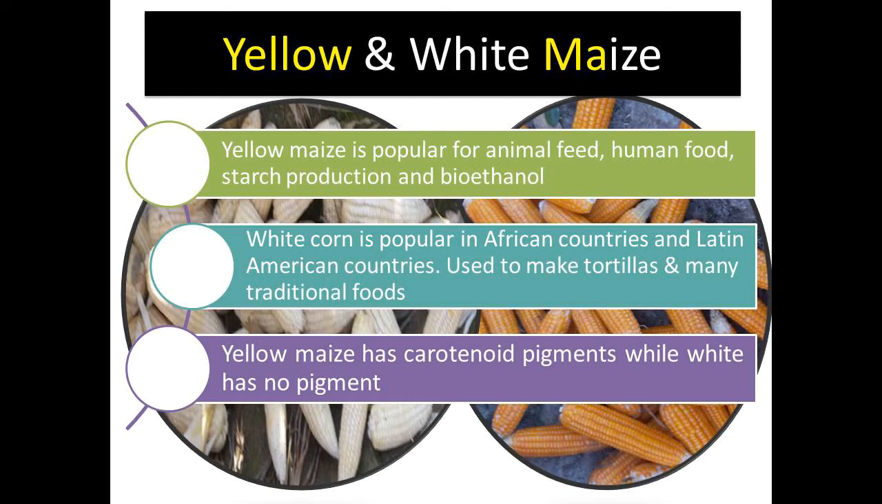Yellow maize has carotenoid pigments, which give it a yellow color, whereas the white type of maize has no pigments at all.